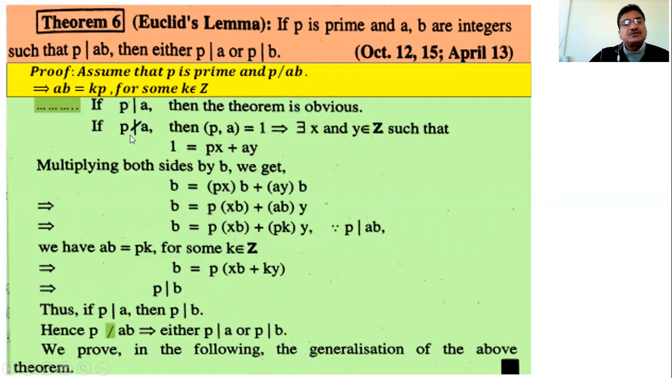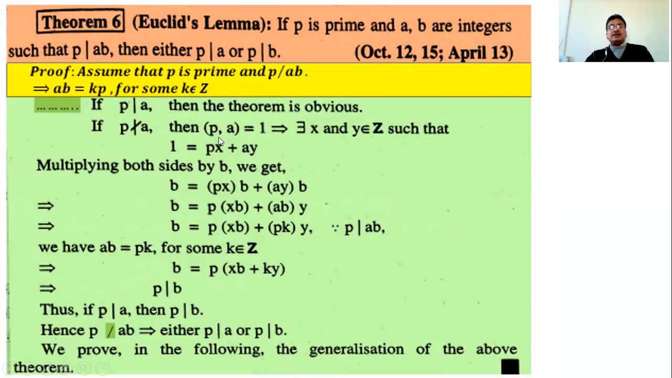If P does not divide A, that's the second case. Then the greatest common divisor of P and A is 1. Why is the greatest common divisor of P and A equal to 1? How can we find the greatest common divisor of P and A? First find the divisors of P. What are the divisors of P? Plus minus 1 and plus minus P, because P is prime. So P has only four divisors.